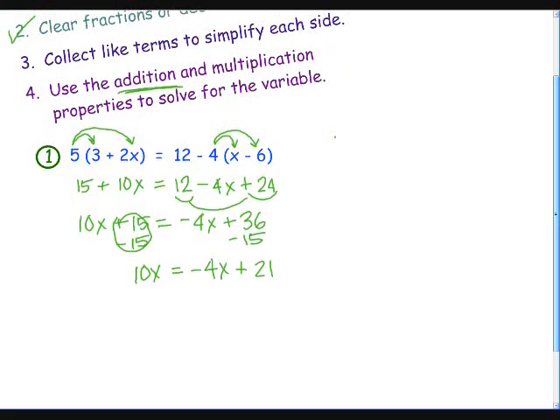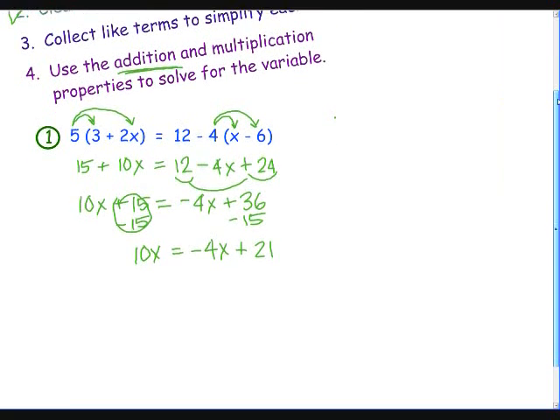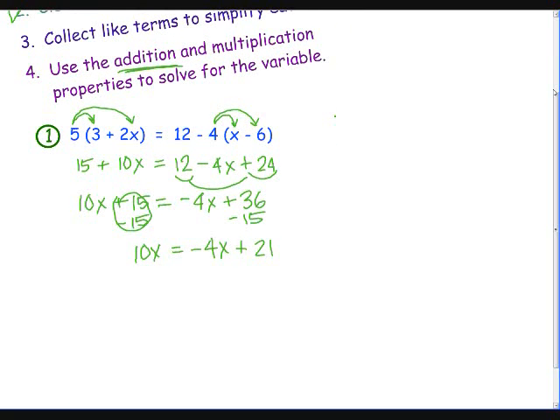Just a little bit. We're doing number 4 right now. I should have checked that off. We did this one, collect like terms. We're working on this one right now. Use the addition and multiplication properties. I'm still going to use the addition property.